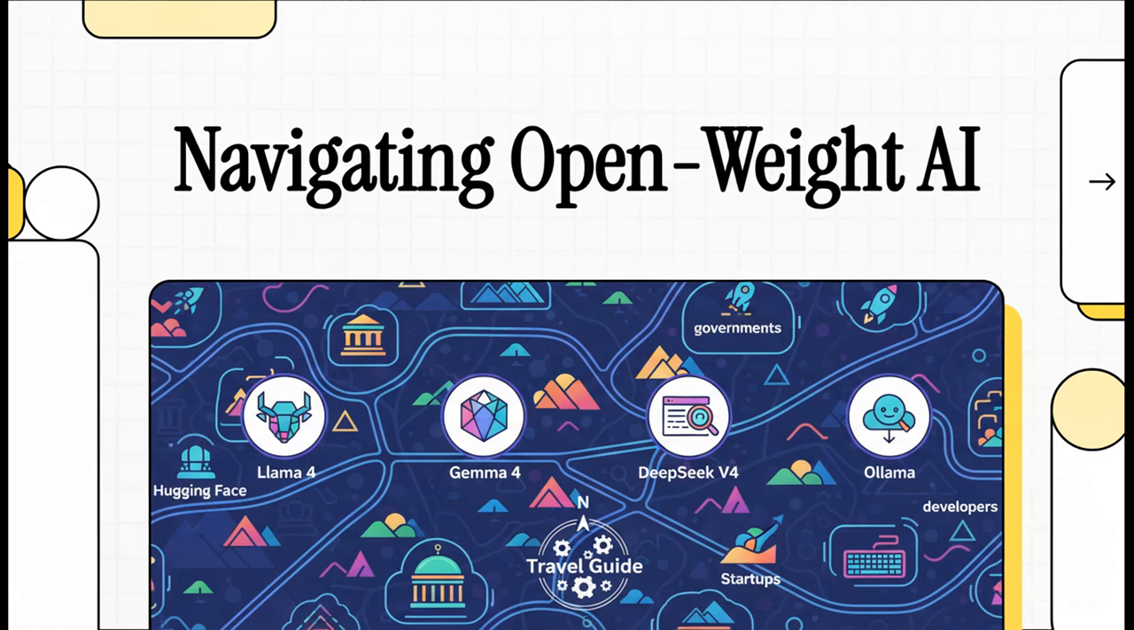I am absolutely thrilled you're here today because we are diving into something that is fundamentally reshaping how developers, startups, and honestly, even governments are building software right now. Think of this as your definitive travel guide for finding, navigating, and safely downloading today's top open-weight AI models, the frontier of artificial intelligence. It's no longer locked away behind the closed doors of a few massive tech giants. It is out in the wild, and today we are going to map that territory together.